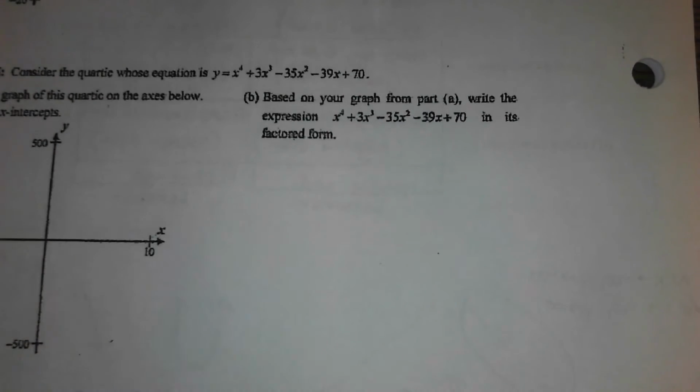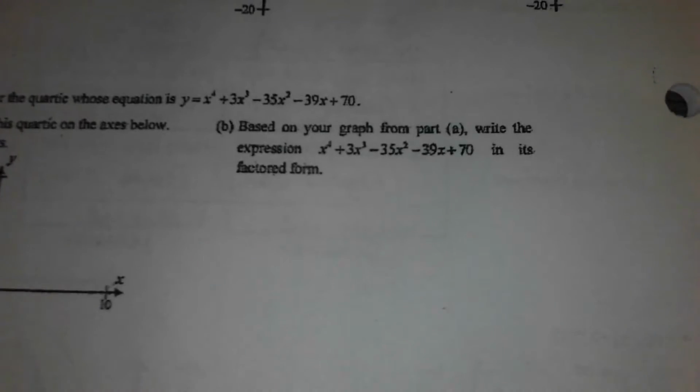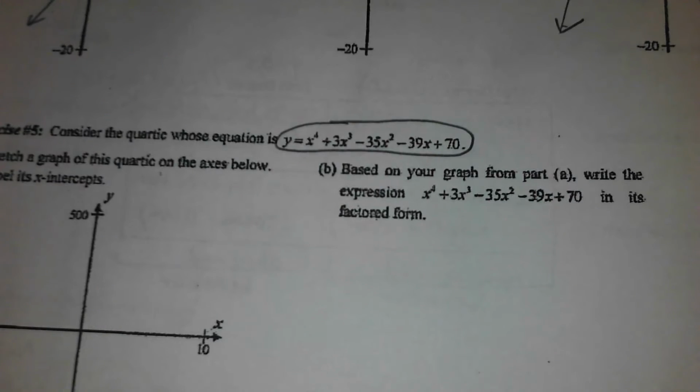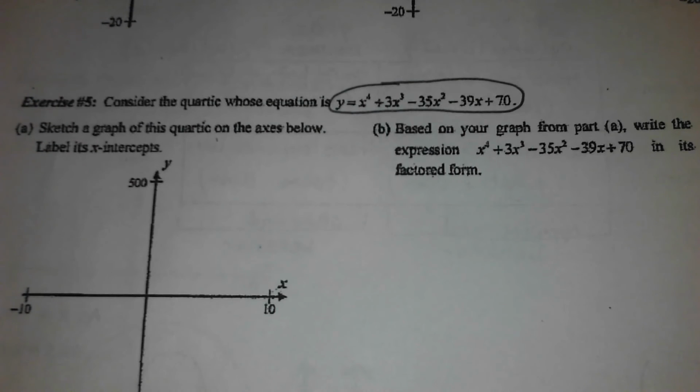Okay. Now, this one's going to be quite a bit different. So here's the function right up top. The reason it's different is because it is not factorable by your traditional method, right? Grouping is not going to work. I'm just going to tell you in advance, okay?